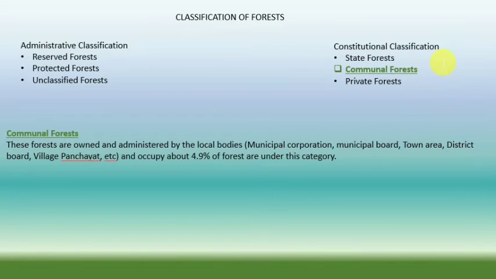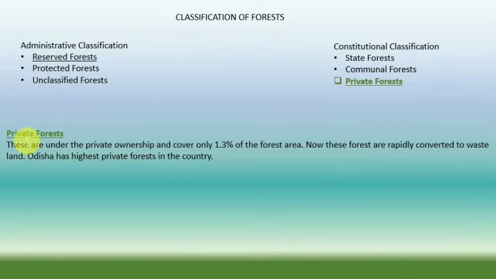Communal forests. These forests are owned and administered by the local bodies, either by municipal corporation, municipal board, town area, district board, village panchayat, etc., and about 4.9% of forests are under this category. Private forest. These are under private ownership and cover only 1.3% of the forest area. These forests are rapidly converted to wasteland, and Odisha has the highest private forest in the country.